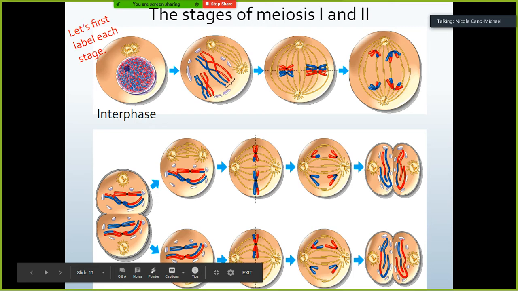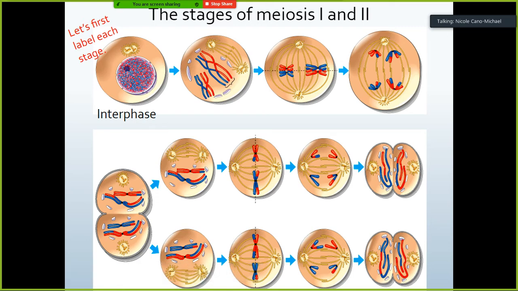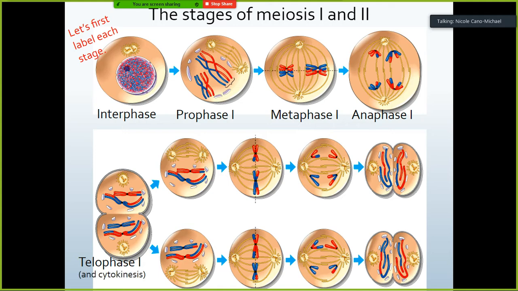Right, so we start with interphase. Again, interphase is that resting phase. We're growing, we're replicating our DNA. We have then prophase 1, metaphase 1, anaphase 1, and telophase 1. Again, this is all the first round of cell divisions. Prophase, metaphase, anaphase, telophase, PMAT, it's still there, but this time we call it prophase 1, metaphase 1, anaphase 1, telophase 1.